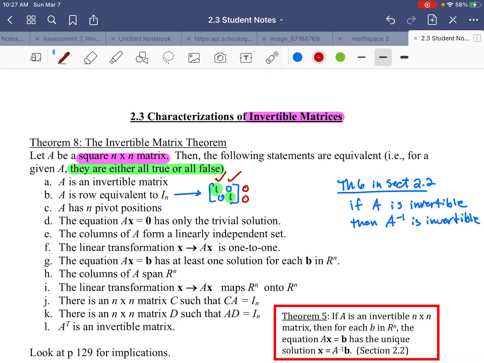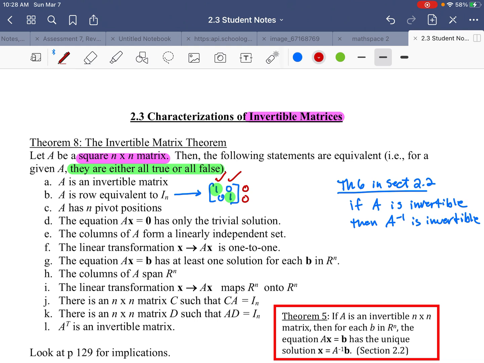The linear transformation part F: if X is transformed by doing A times X, the transformation is 1 to 1. That's the definition we did earlier in this chapter, 1 to 1. Basically 1 to 1 means you can go back and forth between the sets. Each question has one answer and so forth.